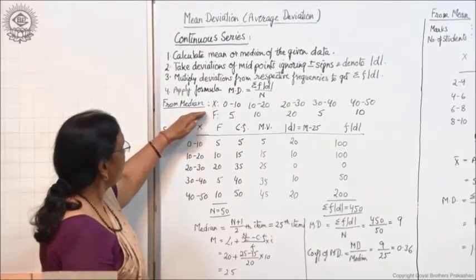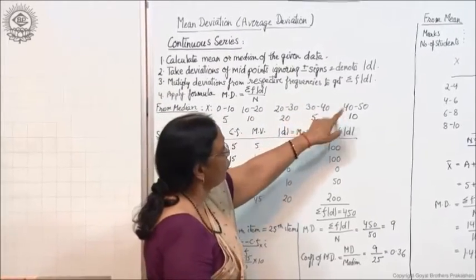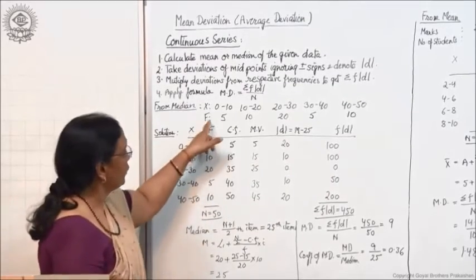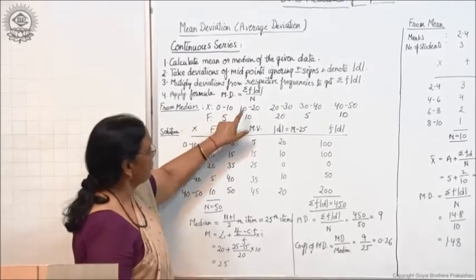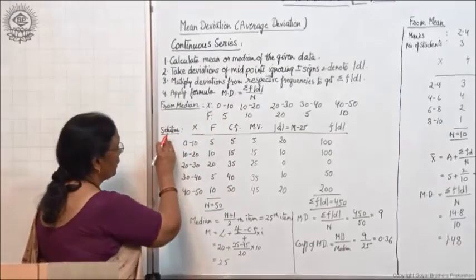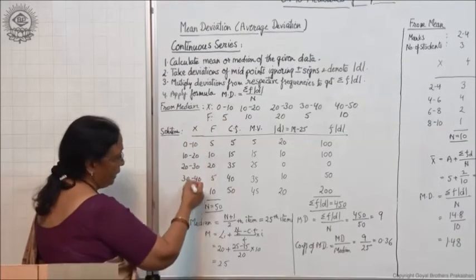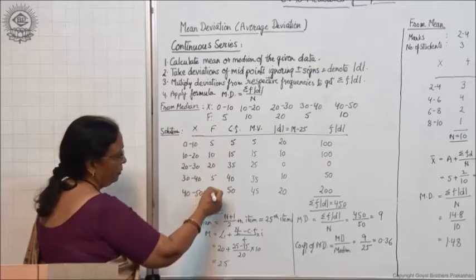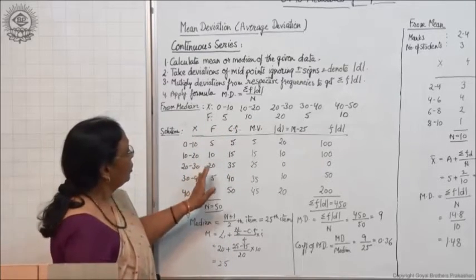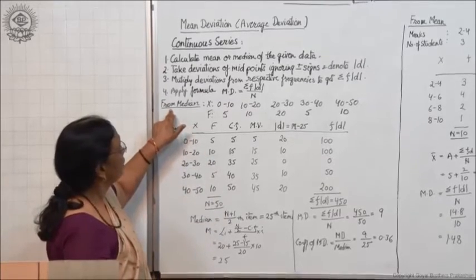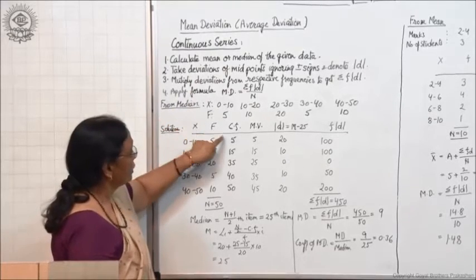Now this is the example given. X is 0 to 10, 10 to 20, 20 to 30, 30 to 40, 40 to 50 and this is the frequency given, the number of items in each class interval. Now we will take the solution. In the X column you will copy down the data like this only, in the F column copy down the frequencies as given to you. Now if you are calculating this mean deviation from median, what is the next step?